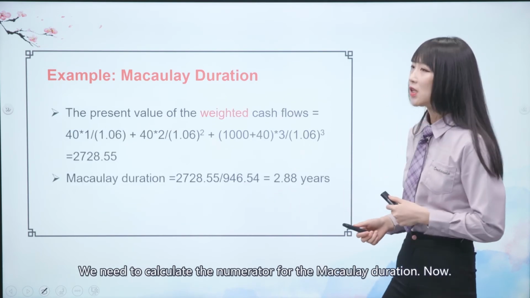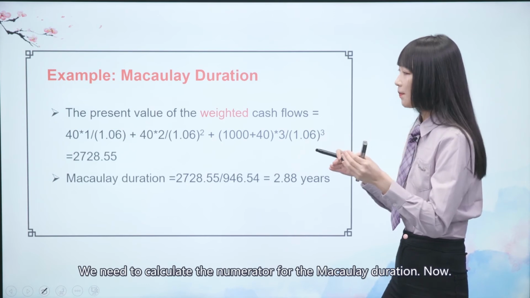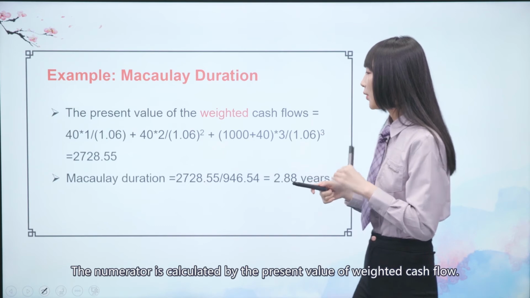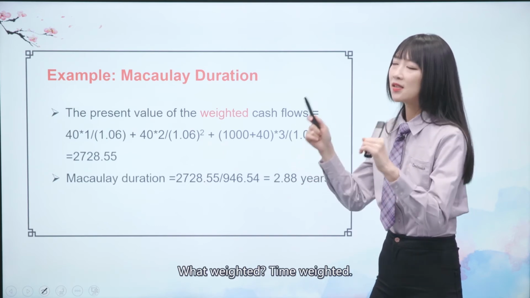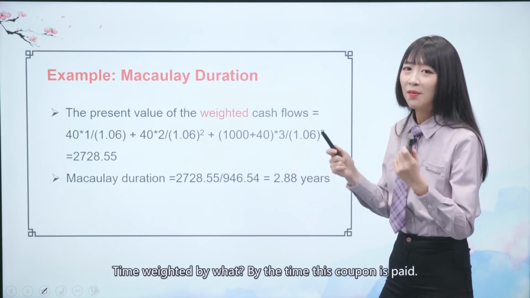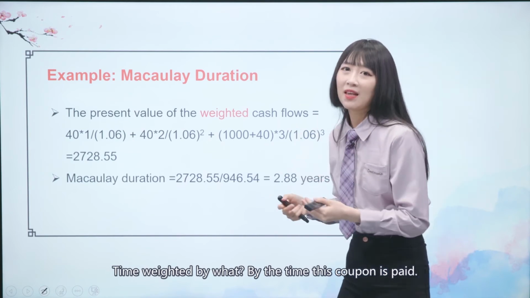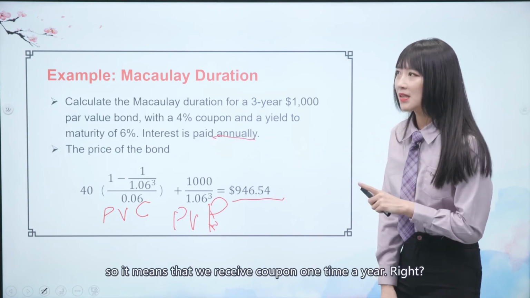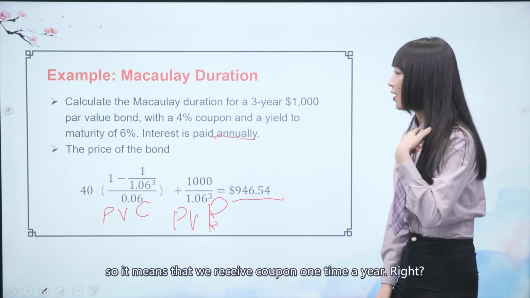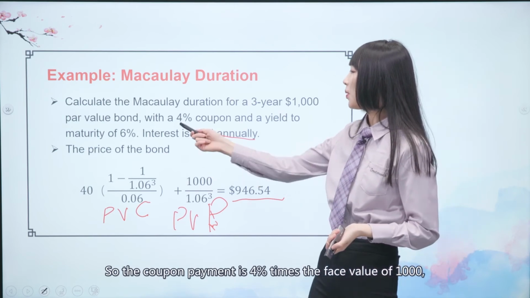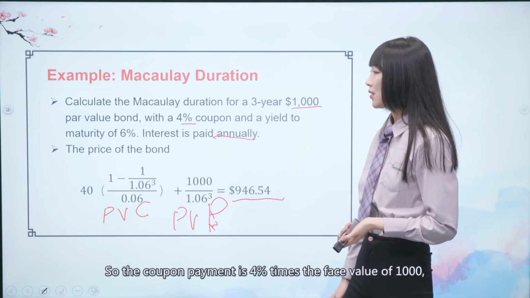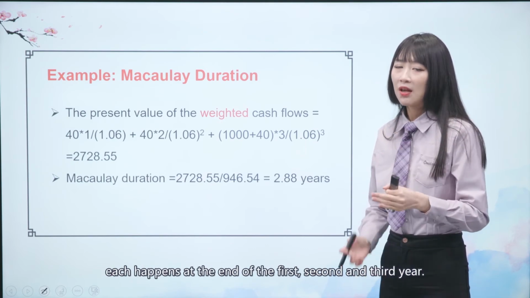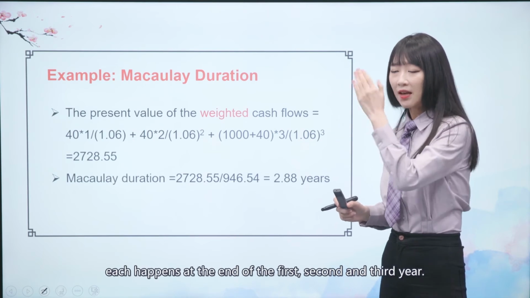We need to calculate the numerator for the Macaulay duration. The numerator is calculated by the present value of the weighted cash flow. What weighted? Time weighted. Time weighted by what? By the time this coupon is paid. Well, we are assuming annual compounding here, so it means that we receive coupon one time a year, right? So the coupon payment is 4% times the face value of 1,000, so $40 a year. And we receive 3 coupon payments. Each happens at the end of the first, second, and third year.